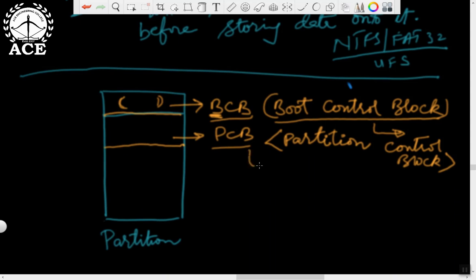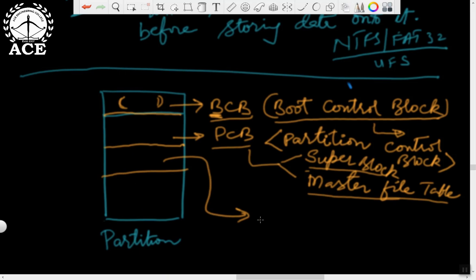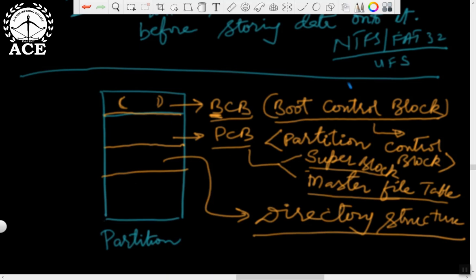Now partition control block is known by different terms in different file system. In some file system it is called super block, and in some file system it is called master file table. Generally different names are given to this. Super block or master file table, partition control block. And then the third part is called directory structure. Here I am writing directory structure. In my previous video I have talked about directory structure, single level, two level, multi-level, hierarchical, directed acyclic graph directory structure. So the directory structure will be kept here.